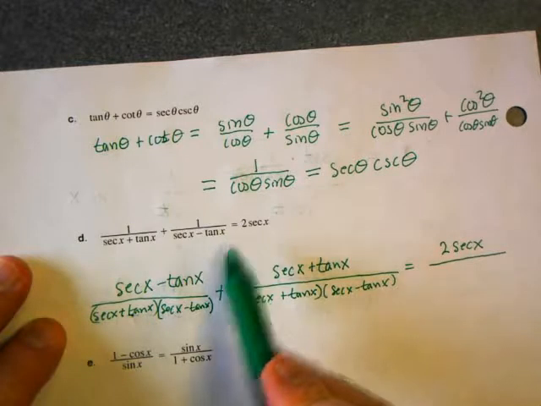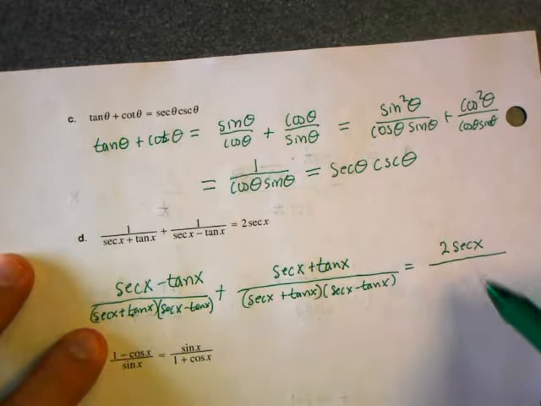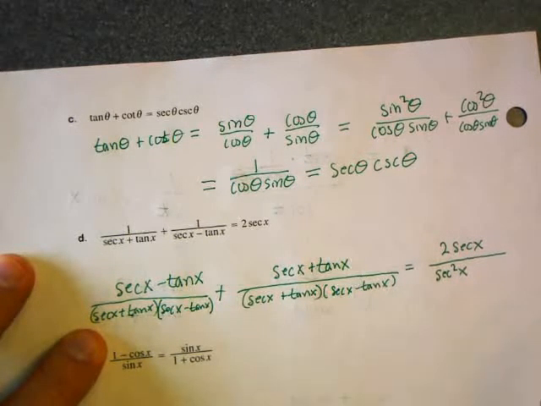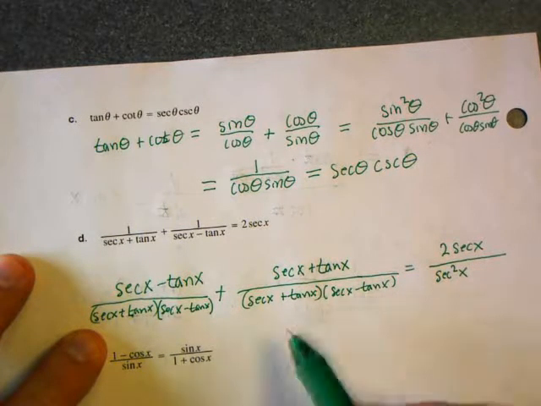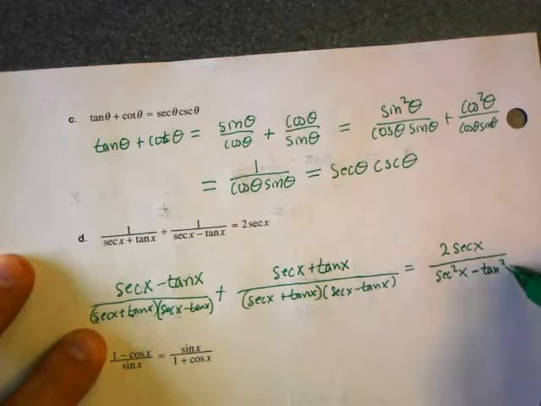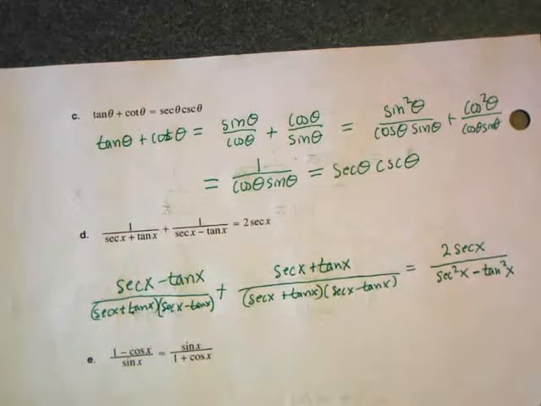We got to FOIL the bottom. When we FOIL the bottom, we get secant squared x. The middle two terms cancel out because they're conjugates. Minus tangent squared x. I now see secant squared and tangent squared. So what am I thinking? I'm thinking Pythagorean identity. Anytime I see squares, I'm thinking Pythagorean identity.